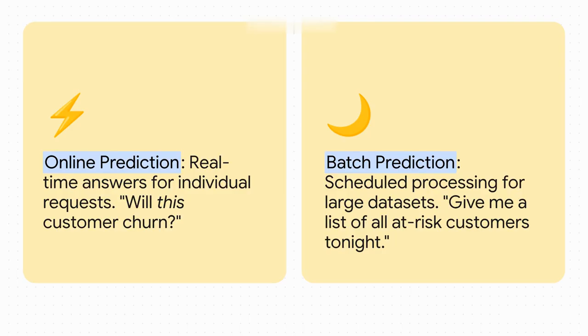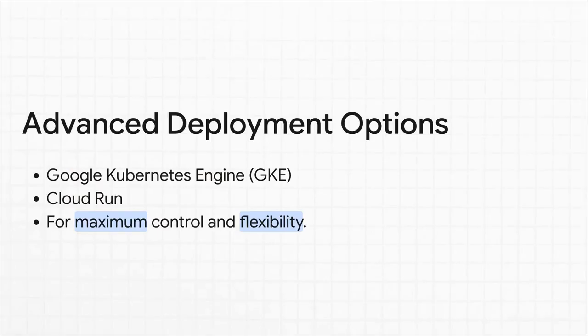This is more like a nightly checkup that runs through all your customers and gives you a fresh report of at-risk folks every morning. And hey, if you have really specific, custom needs or need massive scale, you're not boxed in. You can use platforms like Google Kubernetes Engine or Cloud Run to deploy your models. The point is, you have the flexibility to do what works best for you.